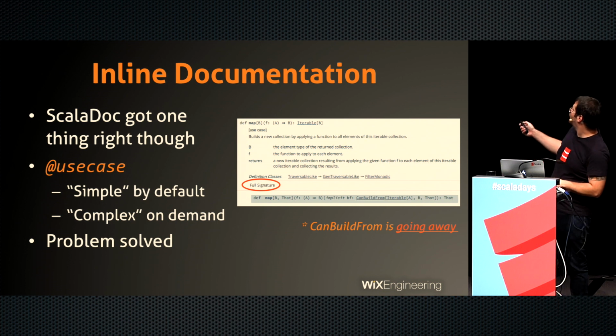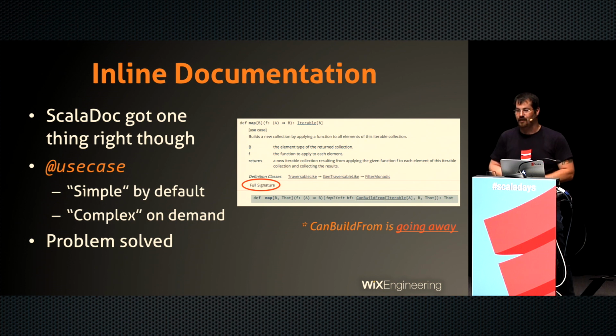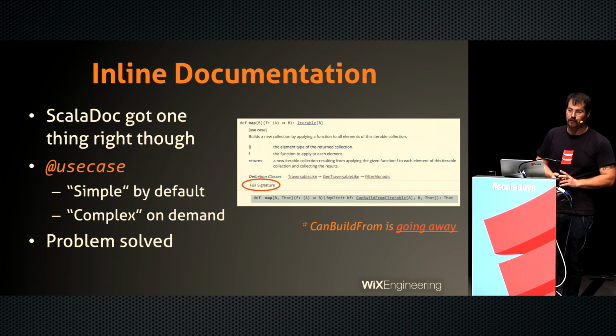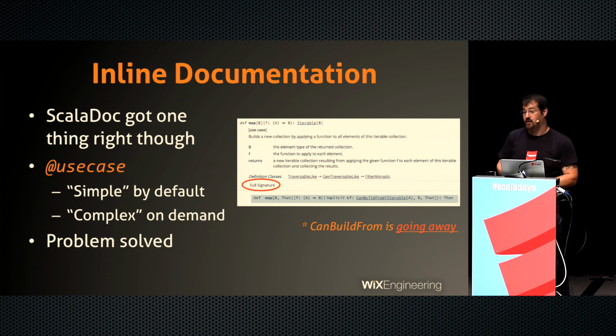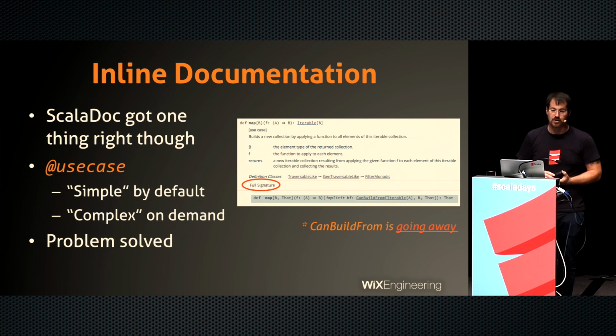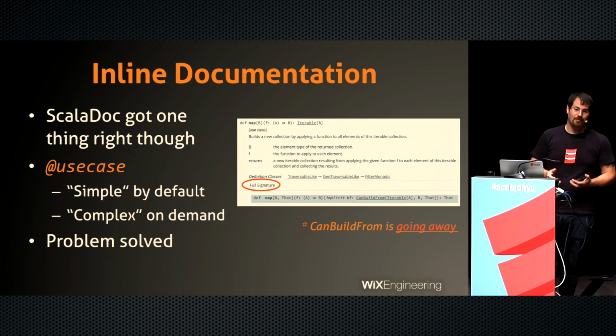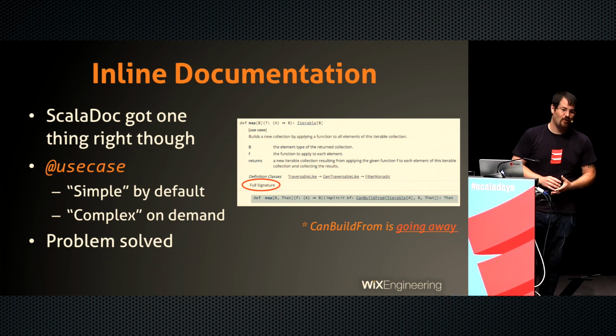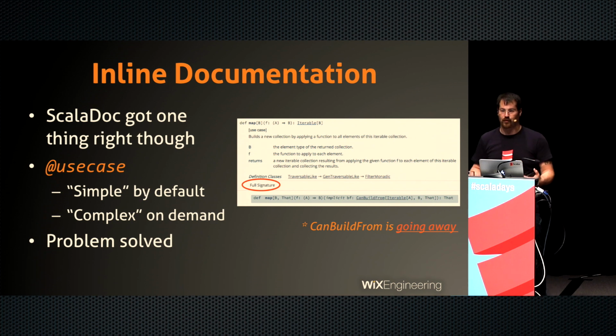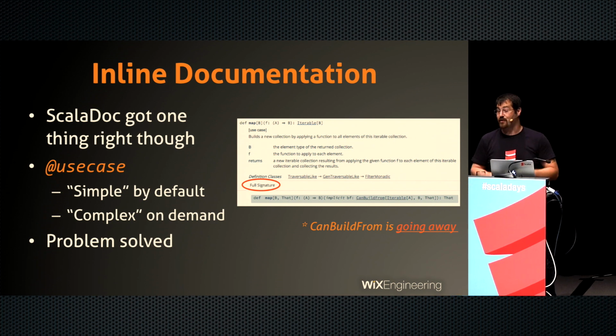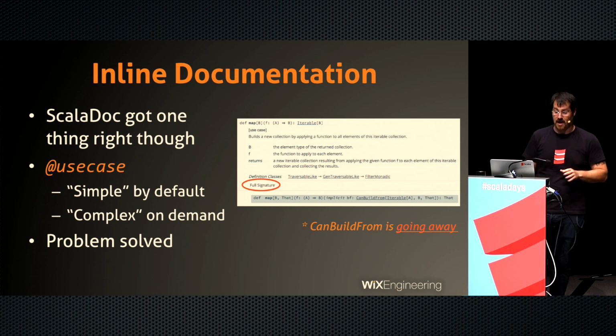Also, just one quick note, can build from is probably going away. There's a whole effort around re-architecting the Scala collection library for, I think, Scala 2.13, but it might take a while before that reaches production grade. So can build from specifically is going to go away, but there's plenty of other examples in the same category that are not going away anytime soon. So this actually solves the problem nicely.